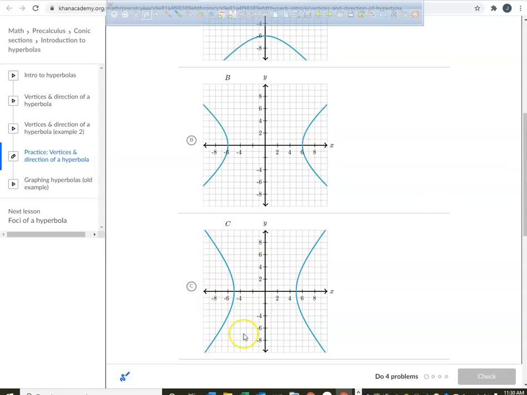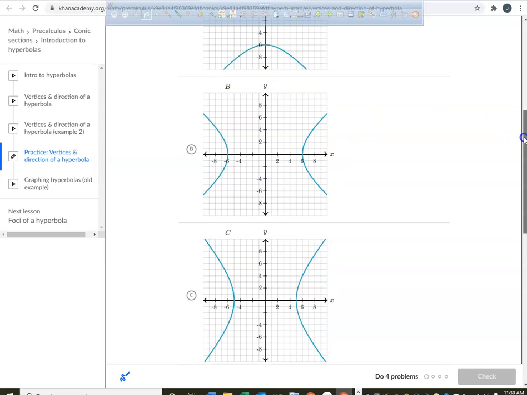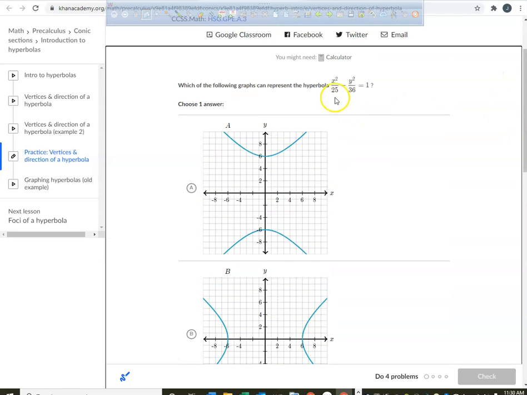Now let's check. How far from the center? 5 and 5. And that's what you're looking for. Check this out. 5 left, 5 right. So yes, it's going to be answer choice C.